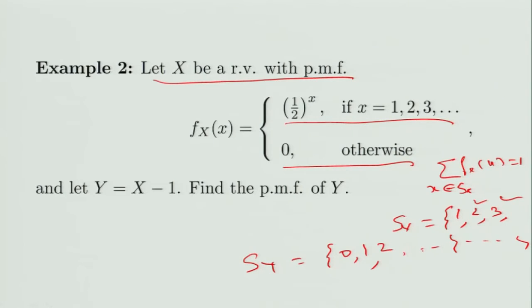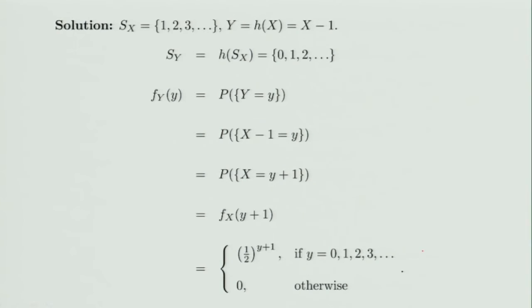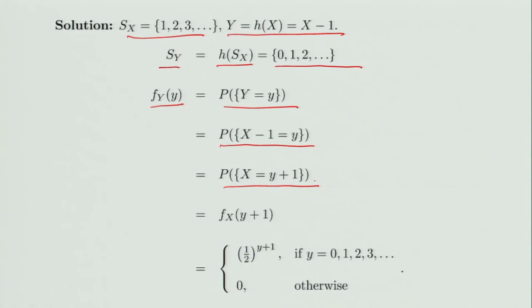And I know that Y is a discrete random variable by the result which we did. So S_X is this, Y is h(X) equal to X minus 1. So S_Y, which is h of S_X, is 0, 1, 2, and so on, as I showed. So the probability mass function at point y would be probability Y is equal to y, which is the same as probability X minus 1 is equal to y, which is the same as probability X equal to y plus 1, which is the same as f_X(y plus 1). I have to find this probability only when y is in the support, that means y is 0, 1, 2, and so on.